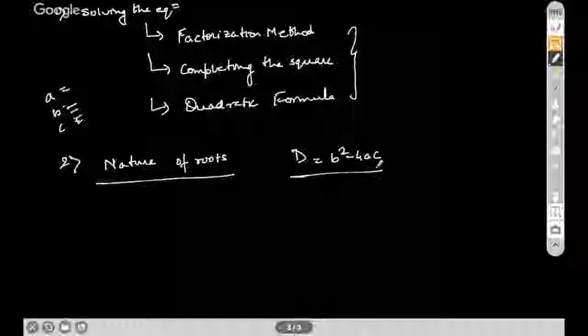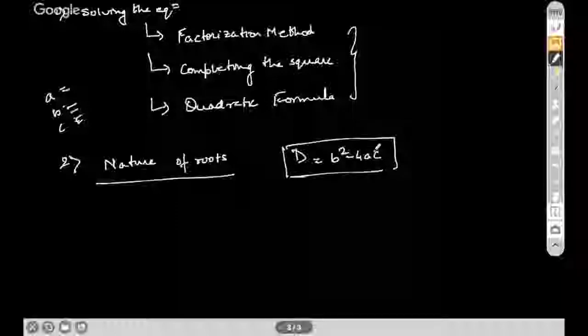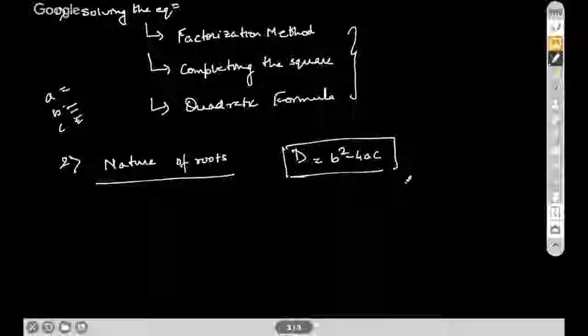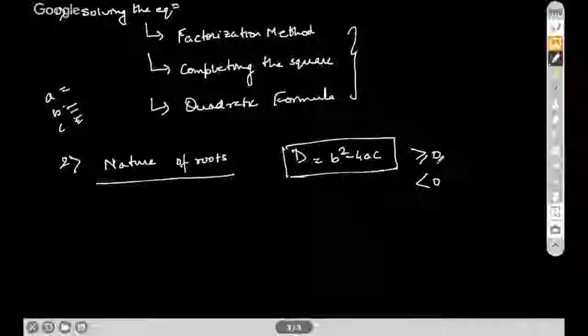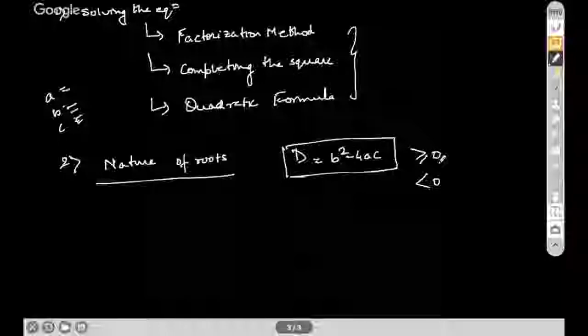So be careful. Do not write b square plus 4ac, which I did some time ago. You must be very, very careful about the signs you are using, and remember it properly. So D equals b square minus 4ac, and then it is either greater than or equal to 0, or less than 0. Basis that, they will ask under what conditions the nature of roots would be equal, unequal, or unreal, not real, imaginary. All those things would be there.